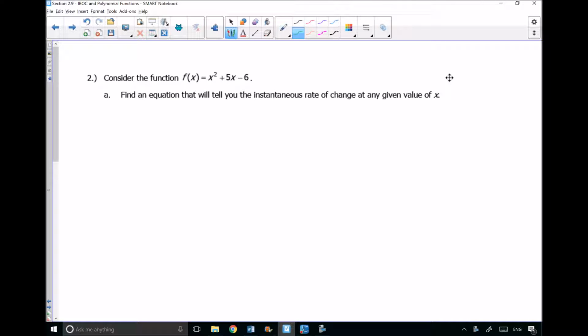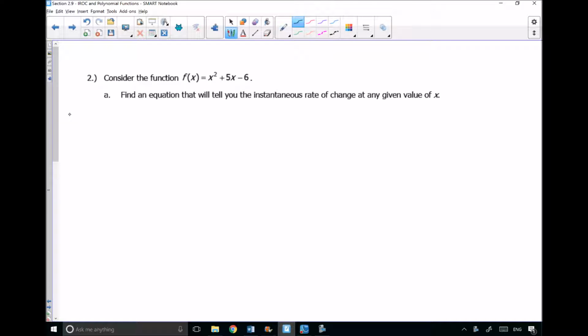So it says, consider the function f of x equals x squared plus 5x minus 6. And question A says, find an equation that will tell you the instantaneous rate of change at any given value of x. So I'm going to find an equation that's going to tell me what's my rate of change no matter what my x value is going to be. Well, this is just going to require a lot of algebra, so make sure you guys are paying really close attention to what we're doing here.